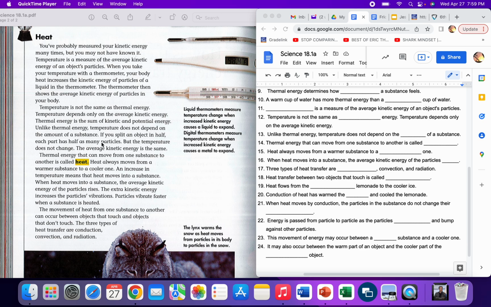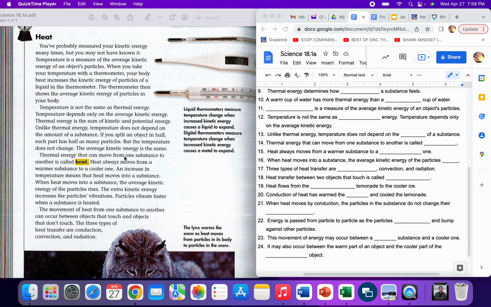If you split an object in half, each part has half as many particles, but the temperature didn't change. The average kinetic energy is the same. So that's going back to the last page and telling you how the difference is. Thermal energy: the more you have, the more thermal energy. Temperature doesn't matter. Cut in half, cut in half, cut in half. It's still the same temperature, no matter how much of that substance you have.